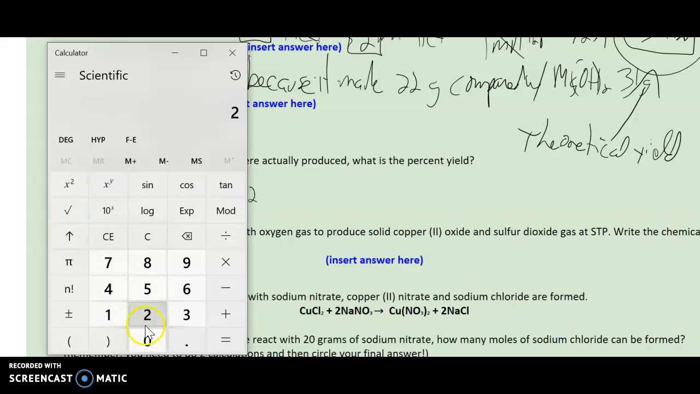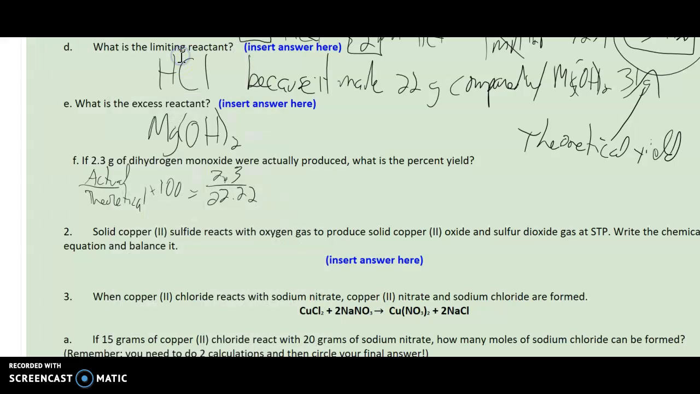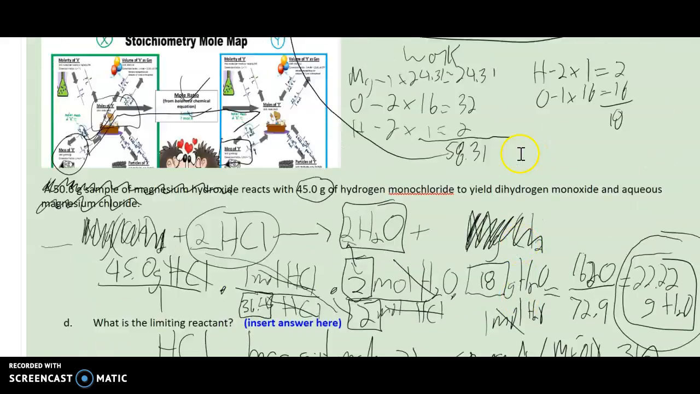2.3. Yeah. Ooh, I did something wrong there. I'm going to try it again. 2.3 divided by 22.22. There we go. 10.3 times 100. 10.35%. Yuck. Not very good. 10.35%. Sweet.